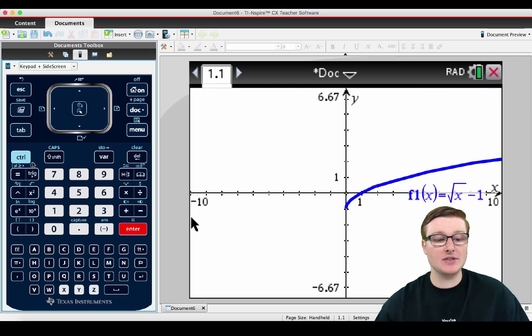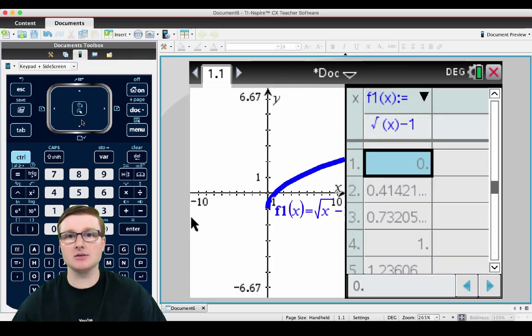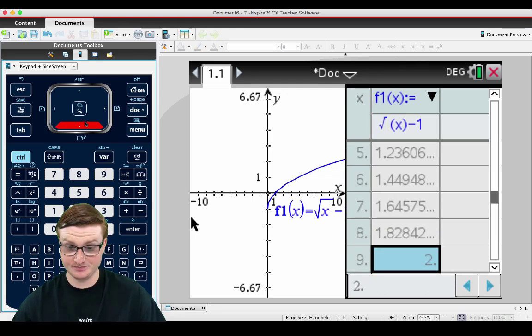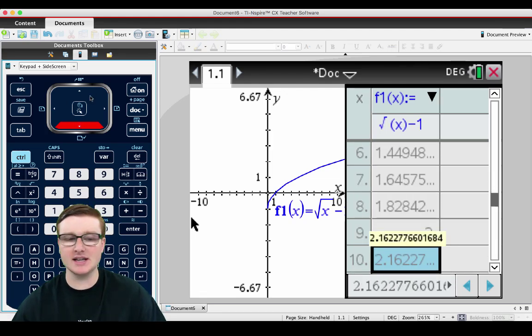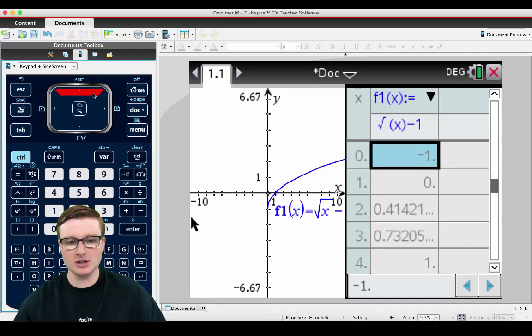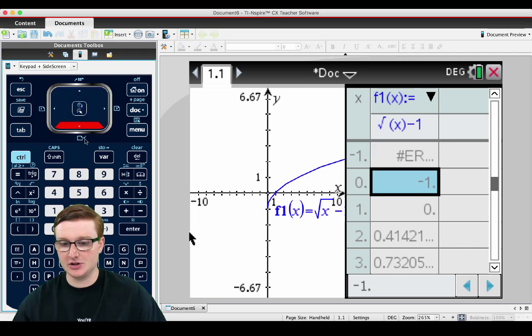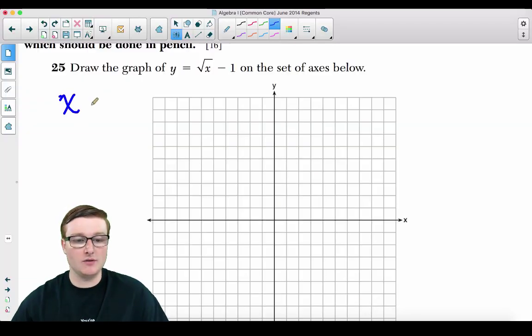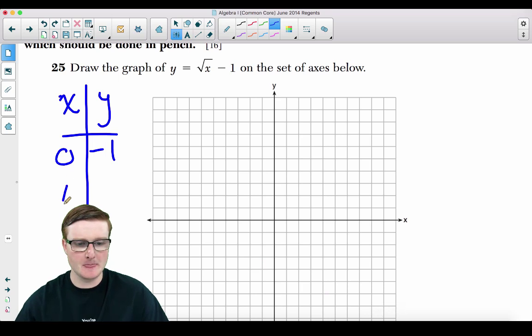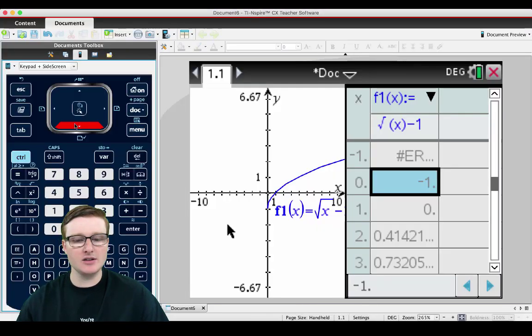Now, what's nice about the calculator is if you do control T, they tell you the values. But the problem is there are some really disgusting values in here. So I'm going to be smart, and I'm going to use my whole numbers. So I know for my x and y table, I'm going to be graphing (0, negative 1), (1, 0), right?